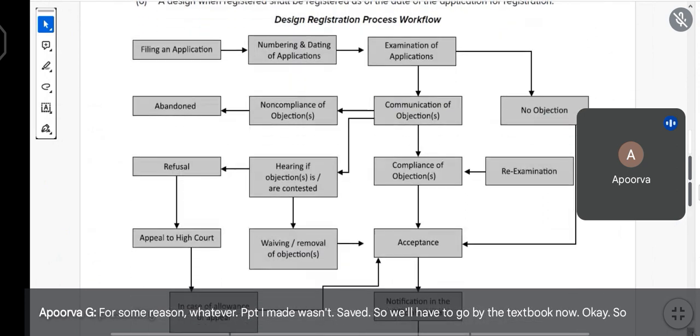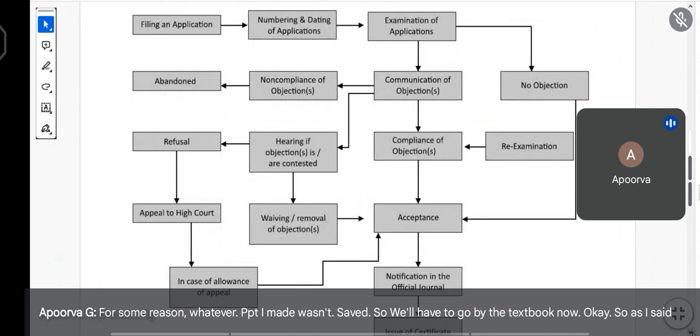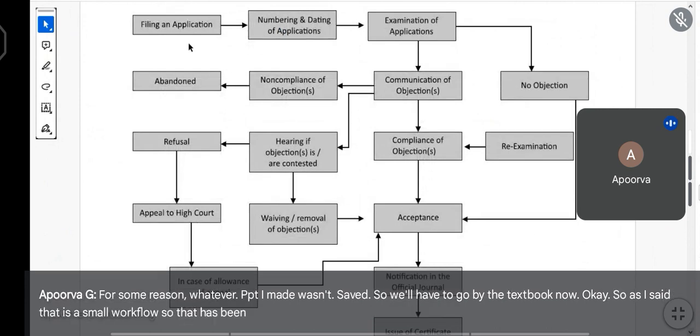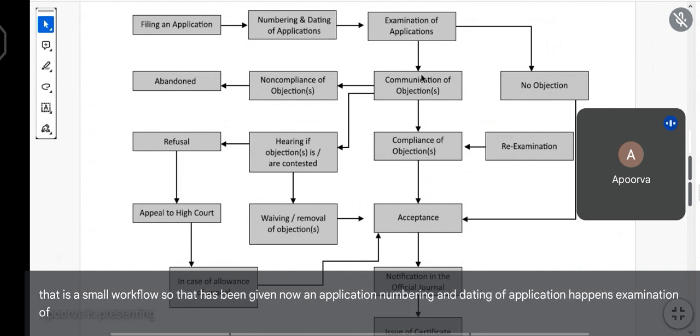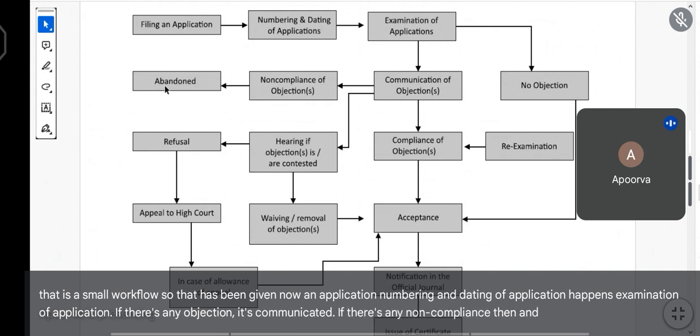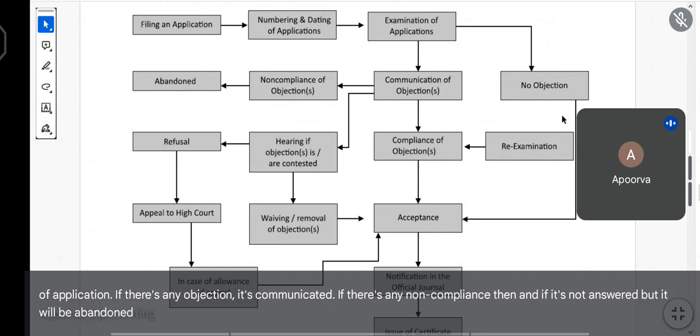Okay, so as I said, there is a small workflow also that has been given. Now, an application, numbering and dating of application happens, examination of application. If there's any objection, it's communicated. If there's any non-compliance, and if it's not answered, it will be abandoned. If there's no objection, it will be accepted and notification will be issued in the official journal.